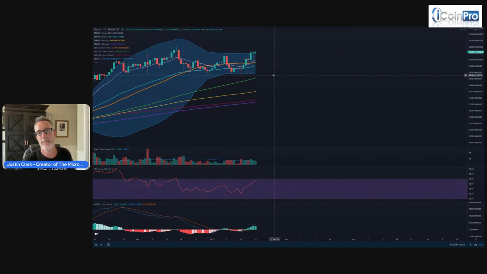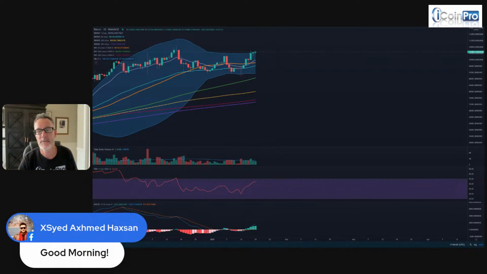The weird thing about markets is the top never feels like the top. The bottom never feels like the bottom. The top feels like it's just going to go up forever. And the bottom feels like it'll go down forever. You don't know until it happens. It's all potential until it happens, right? So overall, though, things are looking okay in the market.